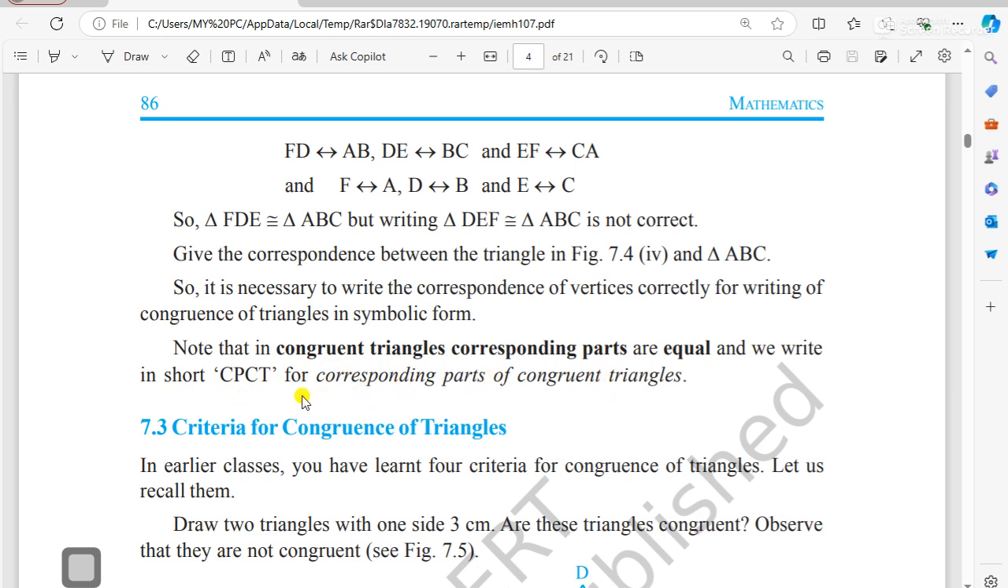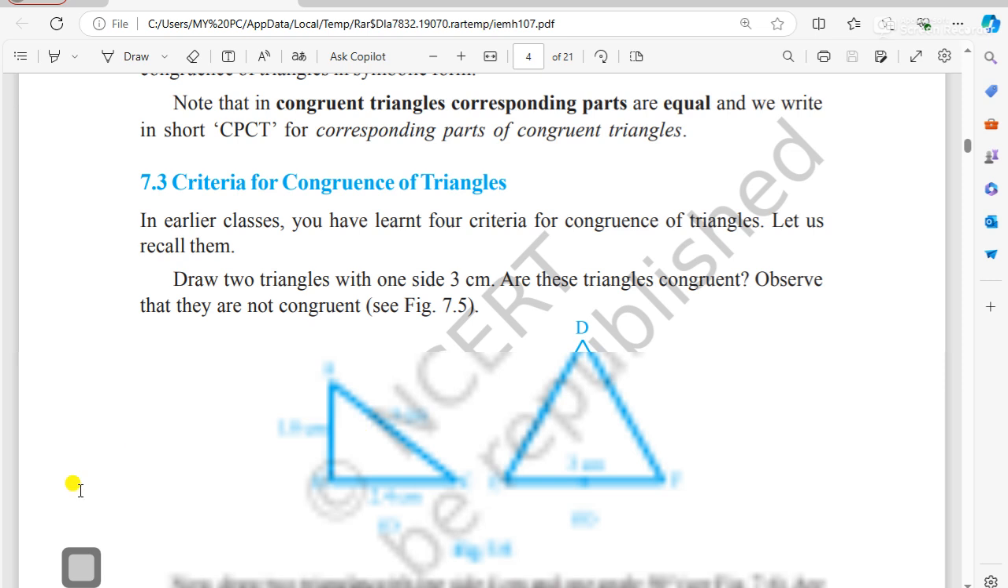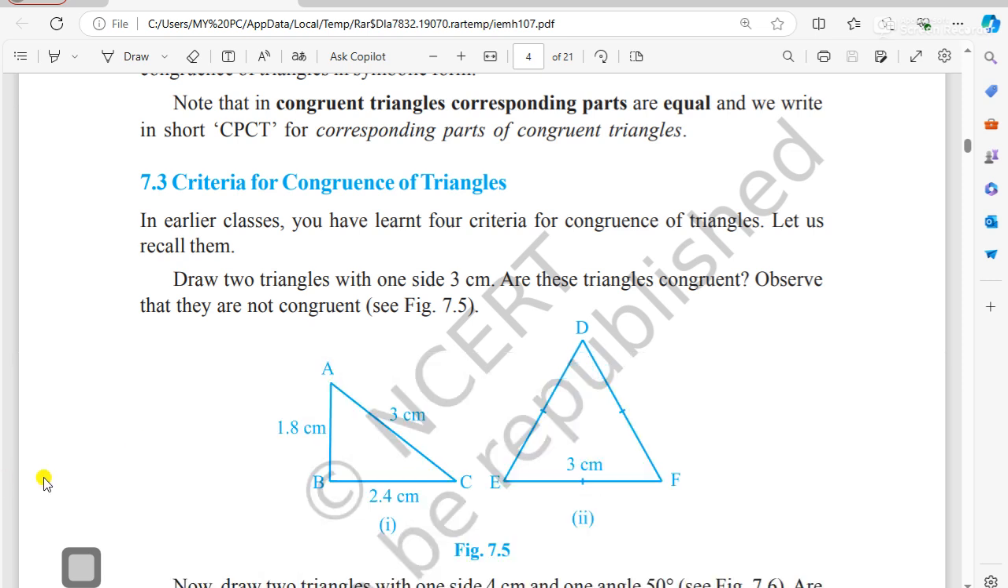Corresponding, this is CPCT, that is, corresponding parts of congruent triangles. You have to remember this word CPCT, corresponding parts of congruent triangles, right? I already told you the meaning of congruent. Now we will discuss the criteria for congruence of triangles. What are the different criteria for finding the congruence of triangles? In earlier classes we have learned 4 criteria for congruence of triangles.